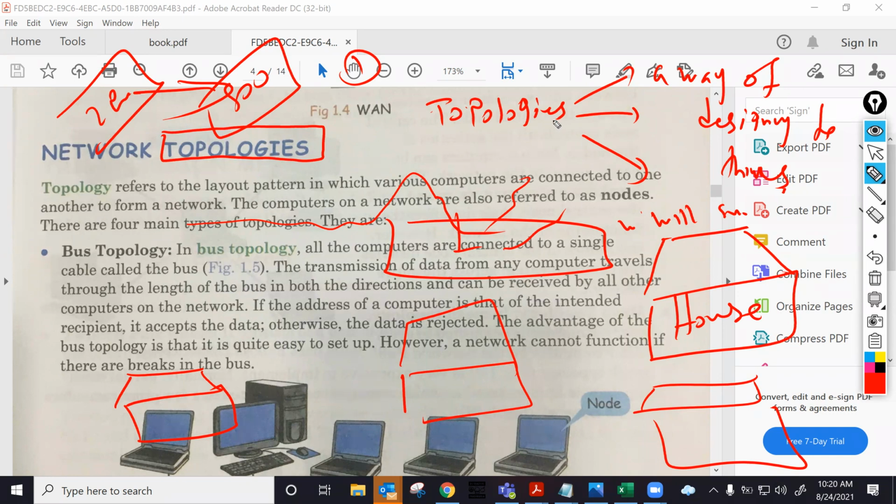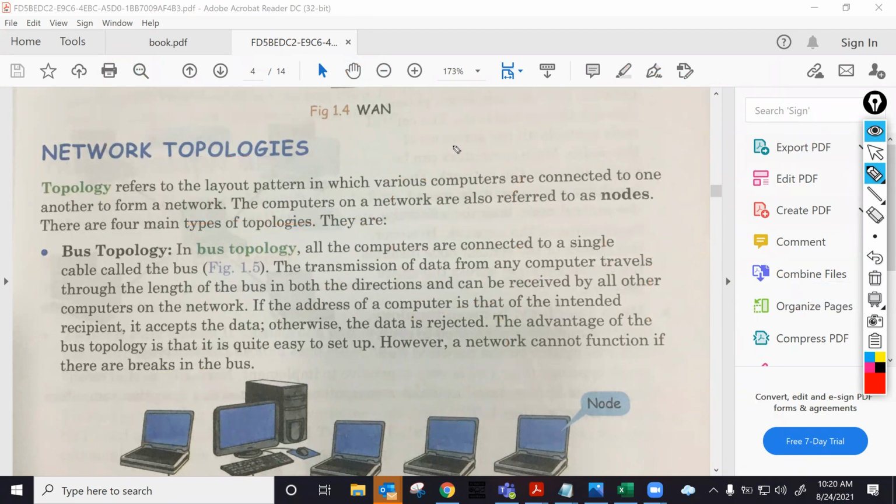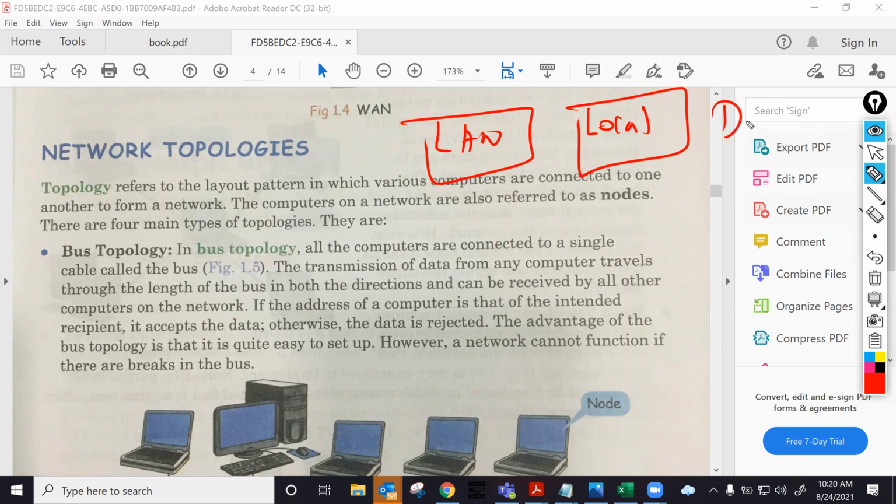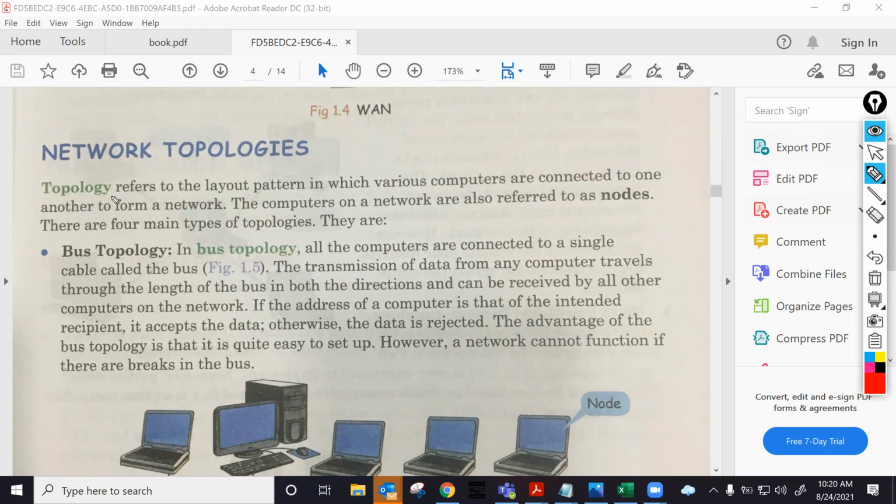These network topologies belong under LAN. How do you define LAN? Local area network. So the way of designing a local area network is called topology. Topology refers to the layout pattern, the designing pattern, in which various computers are connected one to another to form a network.